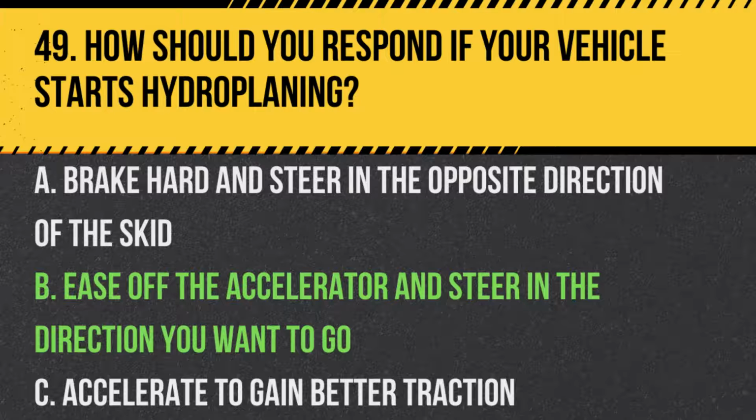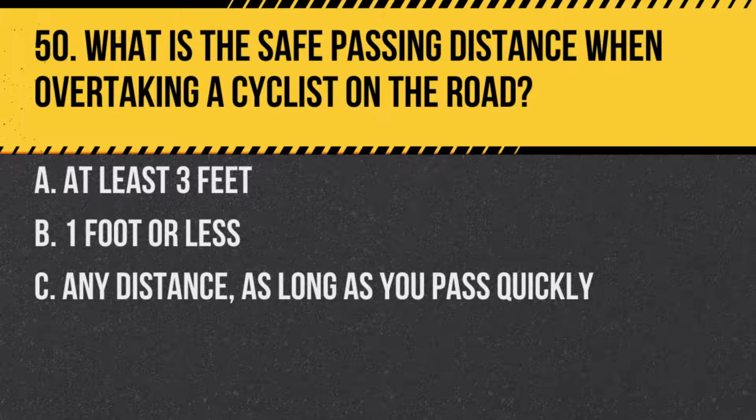you regain traction. Question 50. What is the safe passing distance when overtaking a cyclist on the road? A. At least 3 feet. B. 1 foot or less. C. Any distance as long as you pass quickly. Answer A. At least 3 feet. When passing a cyclist, maintain a safe distance of at least 3 feet to ensure the safety of the cyclist.